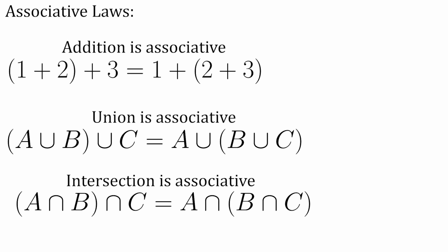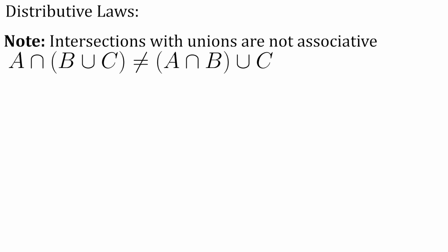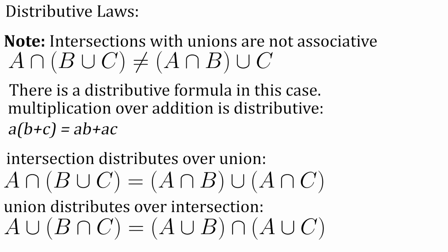When you add three numbers together, it doesn't matter if you add the first two and then the third, or if you add the second two and then the first. This is the associative law for addition. There are also associative laws for unions and intersections, meaning that it doesn't matter what order you take them in. If you have a mixture of intersections and unions, it is not associative. In this case, there's a distributive formula, similar to the distributive formula where multiplication distributes over addition, intersection distributes over union, and union distributes over intersection.